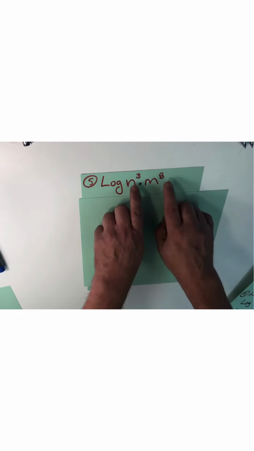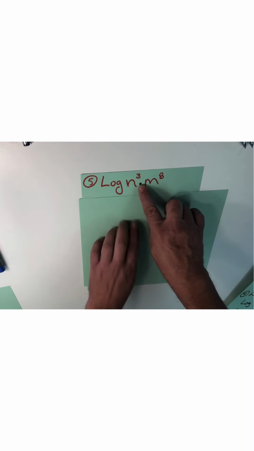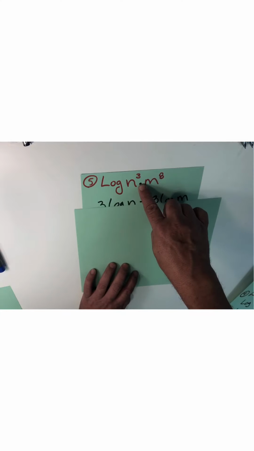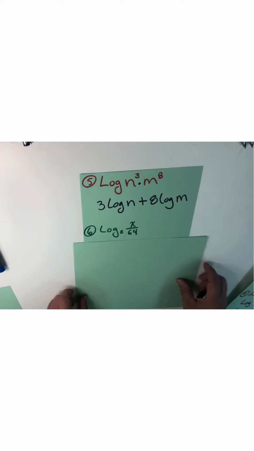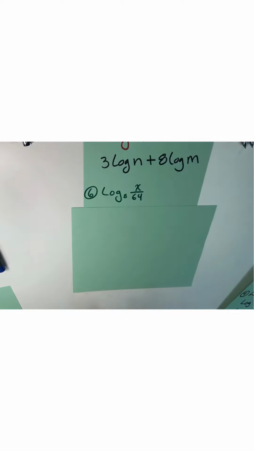Okay, number 5. Once again, in number 5, you're going to notice that this is a power because I have 2 powers, 3 and 8, and I have multiplication. And multiplication turns into addition. So therefore, this is 3 log n plus 8 log of m. Powers always go in front. Done. Number 6, again, I have division, so it's going to turn into subtraction.